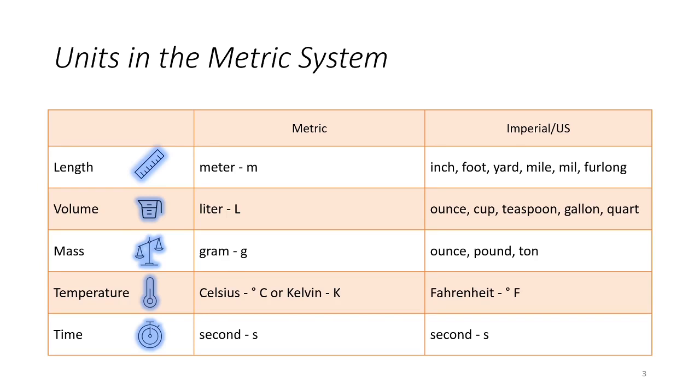For mass, we use the gram with the abbreviation G. For temperature, we use either the Celsius temperature scale or Kelvin. And for time, we use the same unit as you are used to, seconds. We'll talk more about these prefixes for these units in another video.